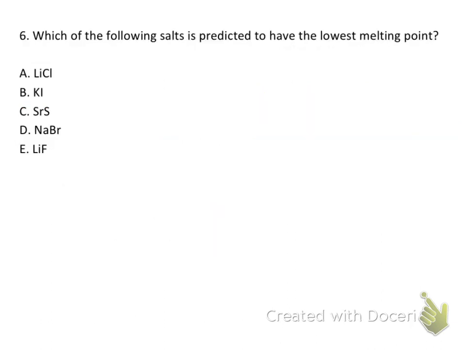This next question tasks us with figuring out which of these is predicted to have the lowest melting point. So melting points of salts comes down to two things. First and foremost is the charge. The greater the magnitude of charge, the more tightly these ions are going to be held together, a la their electrostatic potential energy. So the greater the magnitude of charge, the greater the lattice energy is, the more heat it's going to take to melt these apart.